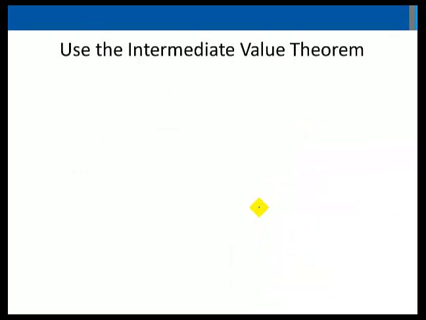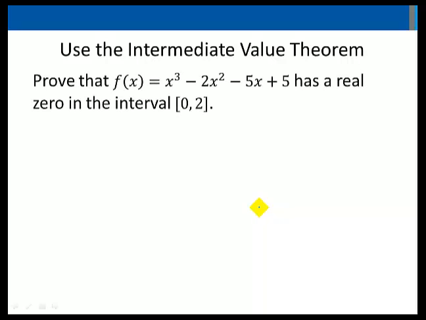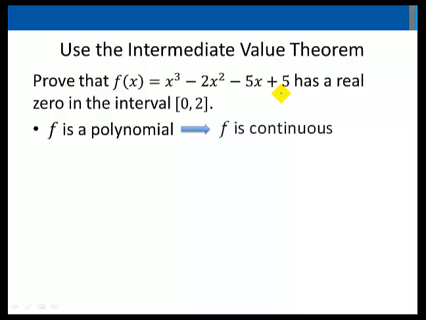Let's use the intermediate value theorem to prove that f of x equals x cubed minus 2x squared minus 5x plus 5 has a real 0 in the closed interval 0, 2. First of all, we need to show that our function is continuous. Well, our function f here is a polynomial. That tells me that f is continuous since all polynomials are continuous functions.